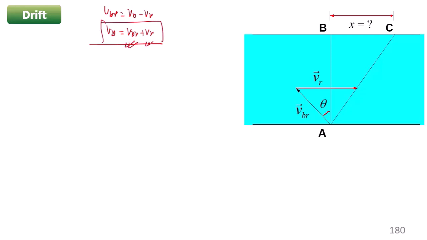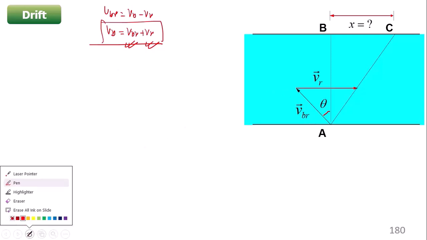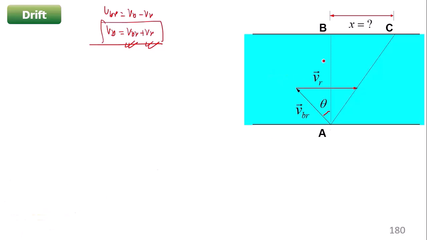One is the VBR vector and another is the VR vector. First I draw the VBR vector. For that, the angle theta is given to you, let us say. So I draw the VBR vector at an angle theta with respect to the vertical. Now from that point onward, I draw the VR. Now the resultant of these two is nothing but this vector. So this is nothing but the direction of the V vector.